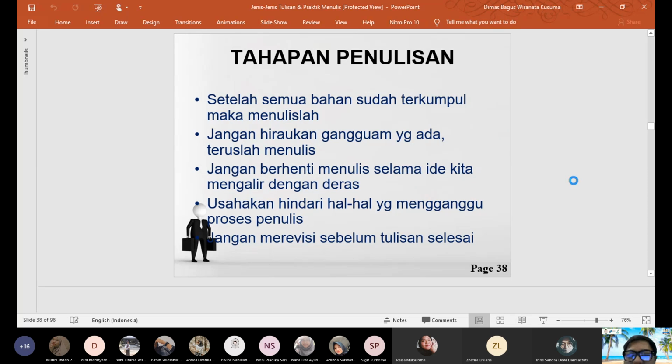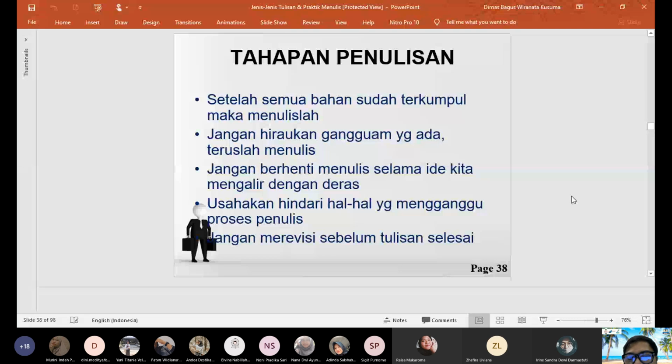And the next one is don't revise the book or revise your writing before you finish. So please just write whatever you can. And in the end, revise your book once you have already finished all. Because if you revise so many parts of the book, it will take time for you. It will waste your time, maybe very significantly. So just write what you have in mind, and don't stop until finished.